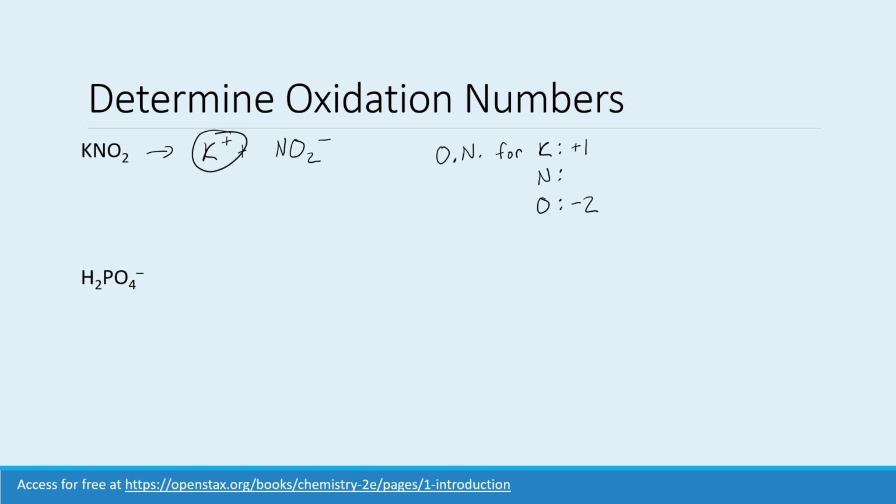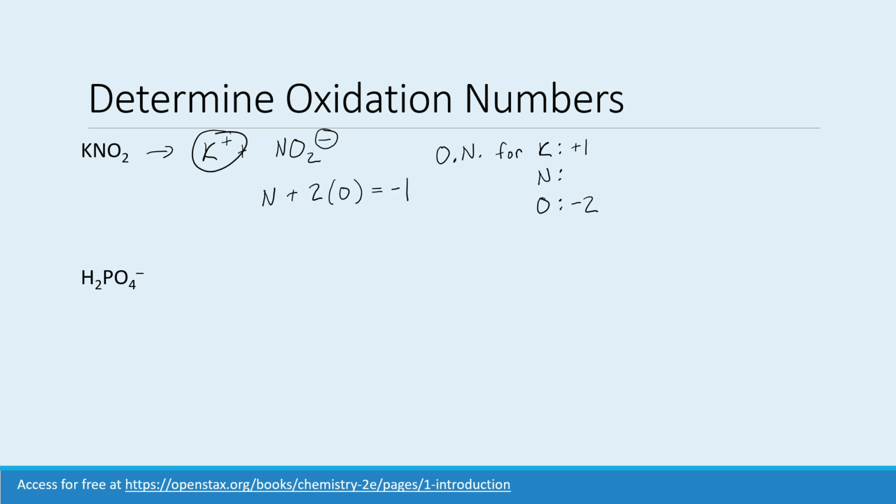So the only one we have to calculate is the nitrogen, and that's where we look at the overall charge of the polyatomic ion and say that all of the nonmetals, all of those oxidation numbers have to add up to that charge of a -1. So I have one nitrogen atom in the polyatomic ion, and I have 2 oxygen atoms in that polyatomic ion, and the overall charge is a -1.